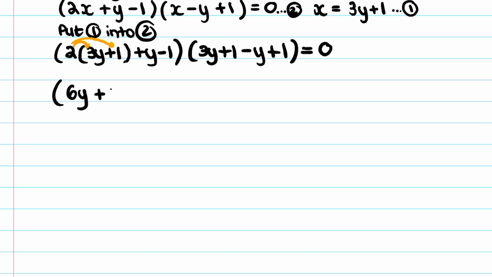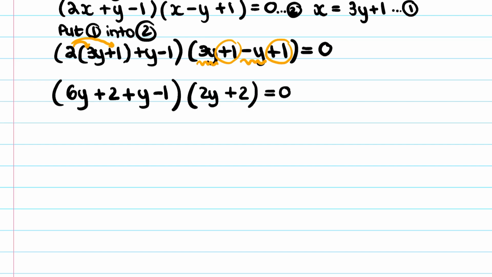So my next step is going to look like this. 6y plus 2 plus y minus 1. And then in my next bracket, I can actually already start to simplify because I have 3y here minus y. That is going to give me 2y. And then I have plus 1 plus 1. That's going to give me plus 2.